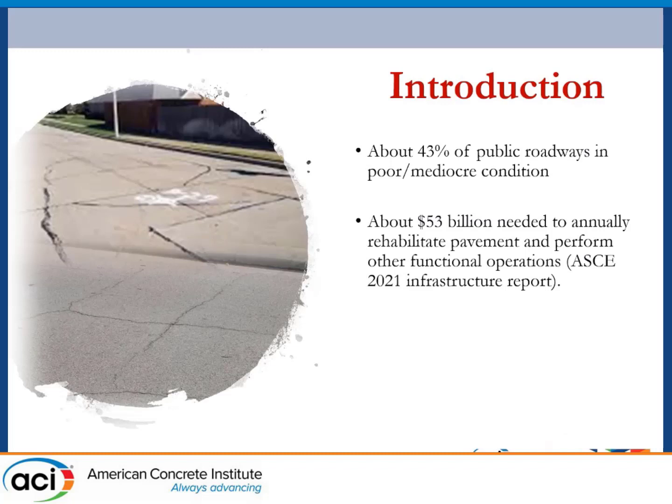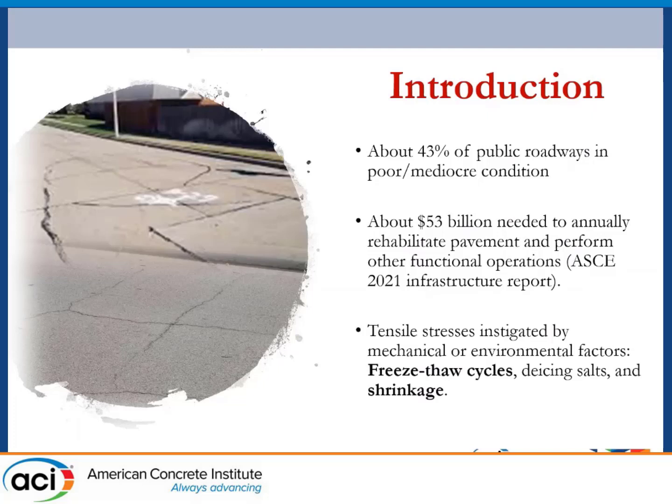According to the ASCE 2021 infrastructure report, about 43% of public roadways in the United States are in poor or mediocre condition, and about $53 billion are needed annually to rehabilitate the pavement and perform other functional operations. Ideally, in perfect conditions, concrete has an immeasurable service life, but that's not the case in the field. There are multiple tensile or mechanical factors which play a role, among which freeze-thaw cycles, de-icing salt, and shrinkage are factors that deteriorate concrete pavements.